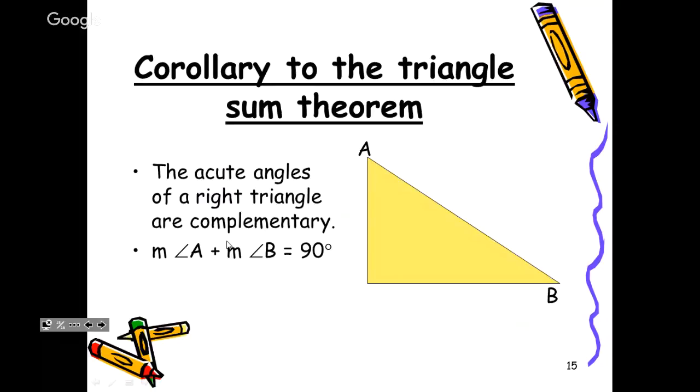And it makes sense if you think about it. In a right triangle, that angle is 90. We know that all three angles add up to 180. So therefore, A, B, and 90 equal 180. A and B have to equal 90. So if you wanted to prove it, the measure of angle A plus the measure of angle B plus 90 degrees equals 180. Therefore, the measure of angle A plus the measure of angle B equals 90 degrees, which is what we were looking for.